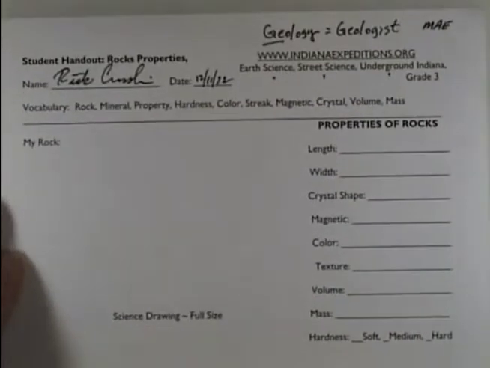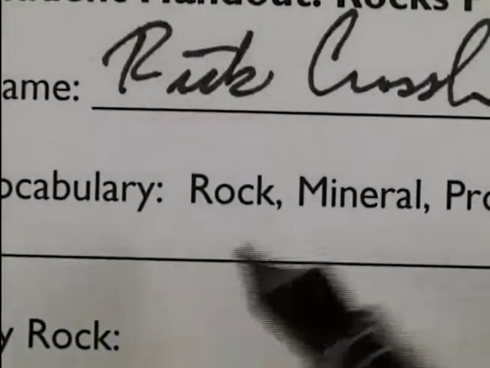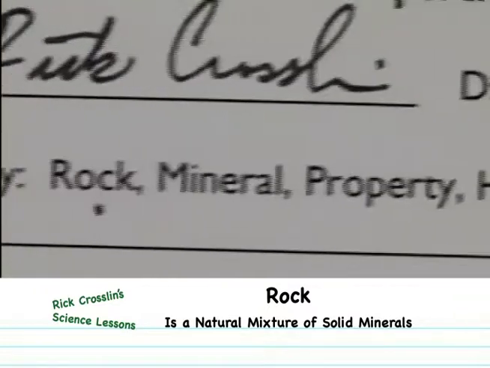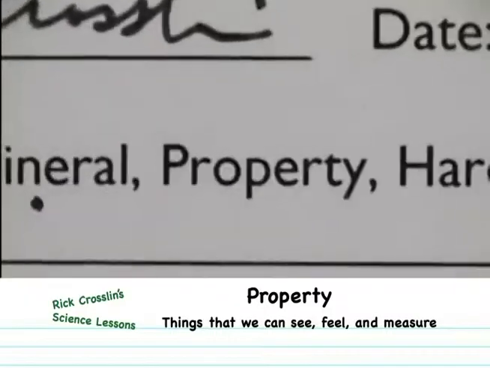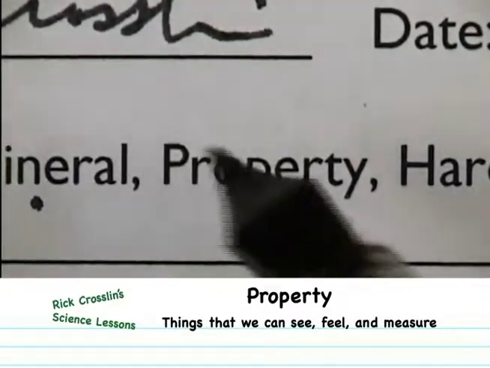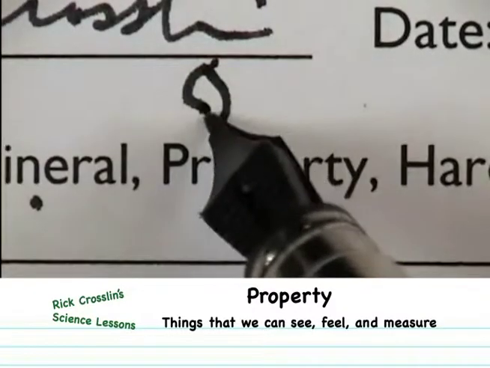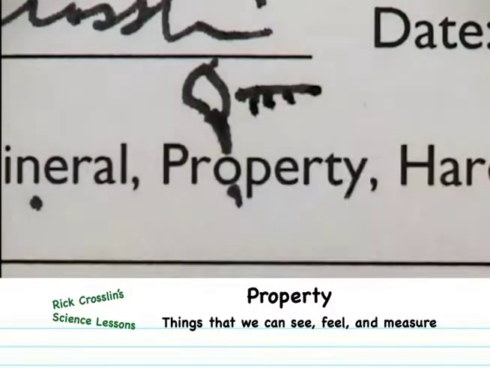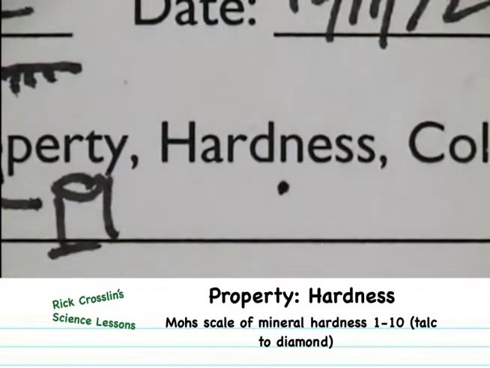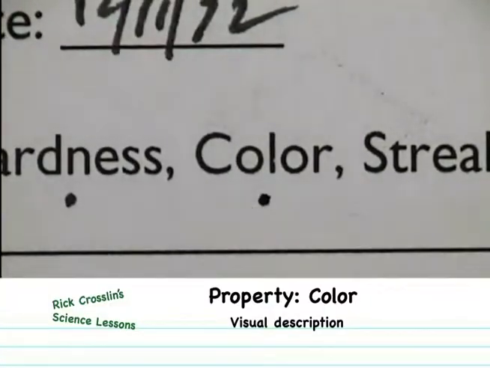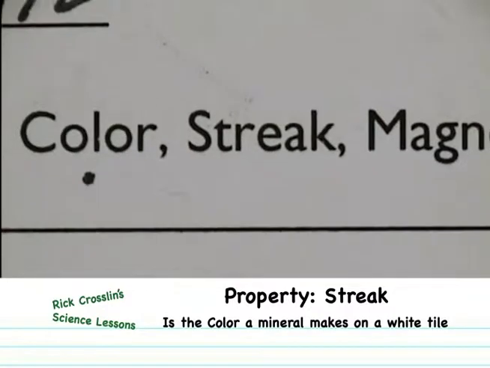And there's some new vocabulary. I'd like you to say these words with me. The first word is, well, rock. Mineral. Property. Property is something we can measure. We can see with our hand lens. We can measure with a ruler or a balance scale or a graduated cylinder, or I can feel it with our hands. A property has, for example, hardness is a property. Color is a property. Streak is a property.